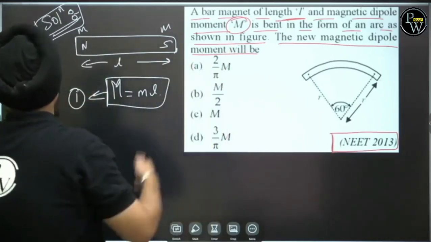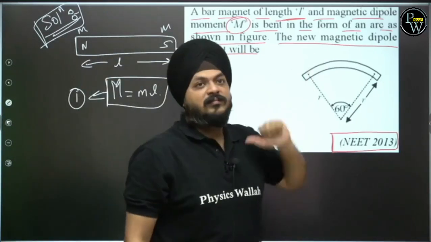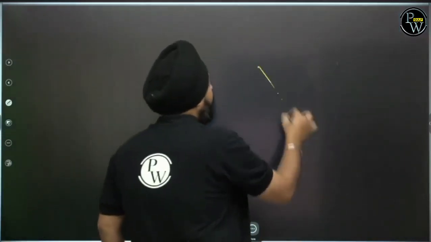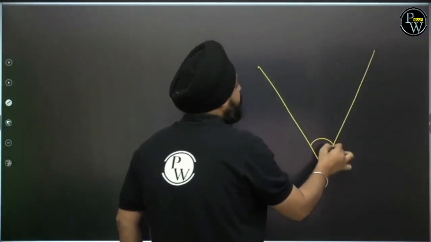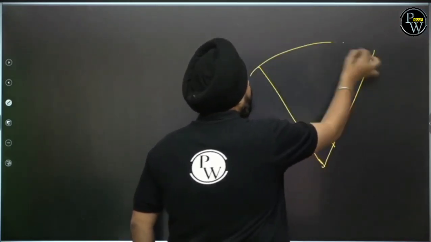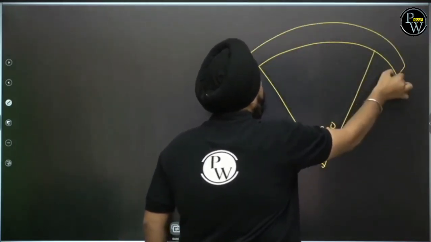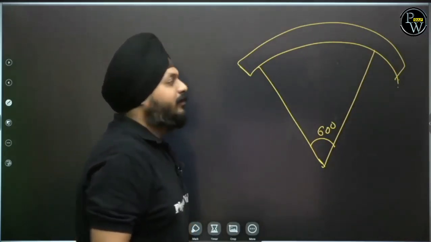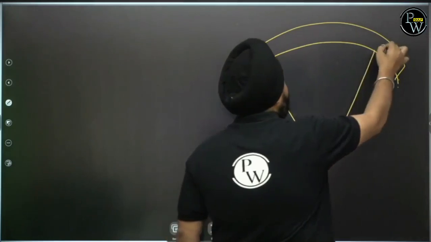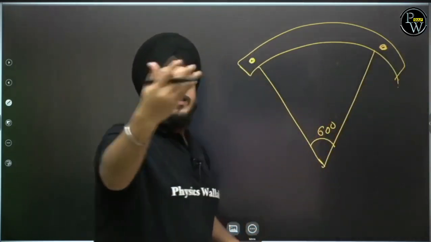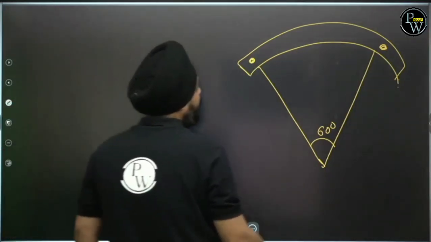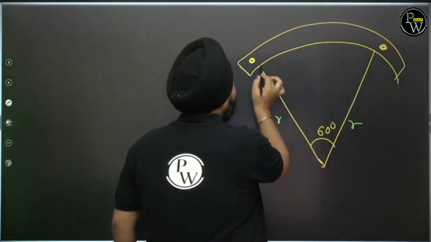Now it is bent into the form of a circle that extends an arc of 60 degrees. This is one pole, this is another pole. This is just for the explanation. Now what happens? This is R, this is R.